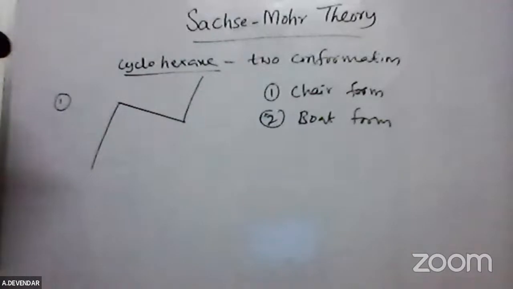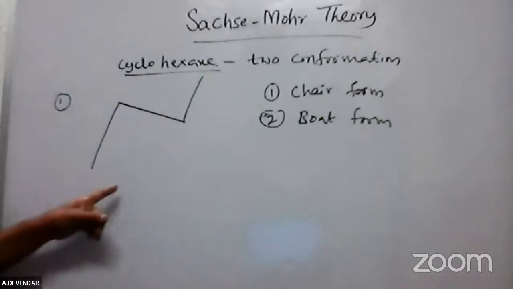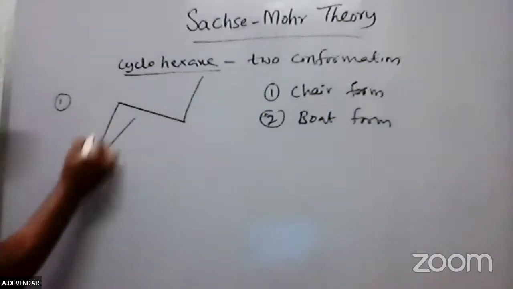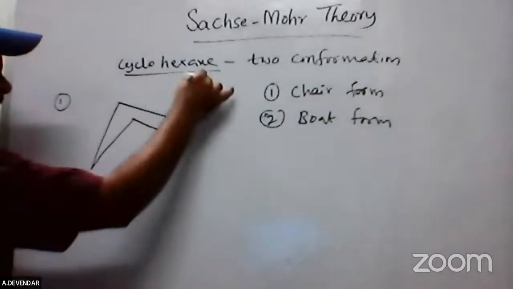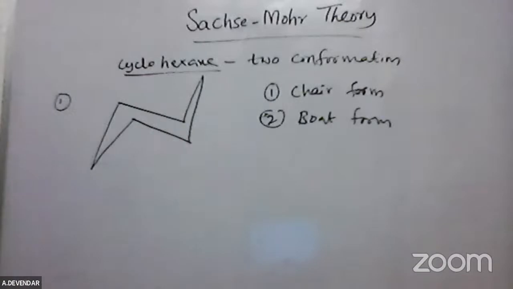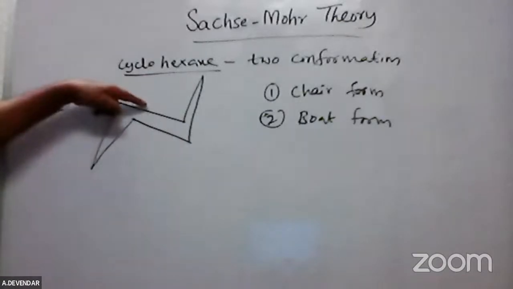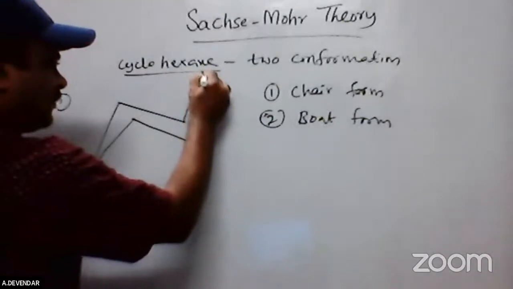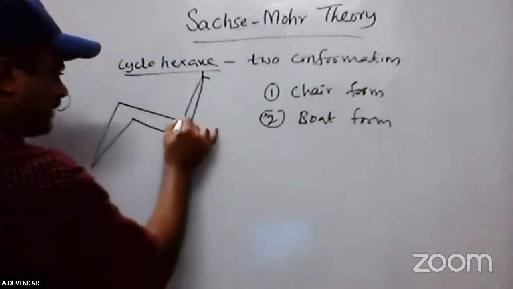See, in the examination, you can draw it like this only. By looking at the picture, you can't draw perfectly, but by this method you can easily draw this picture. See, this is a chair form. You are sitting on this one. This is a chair form. In this, the hydrogens are placed like this.